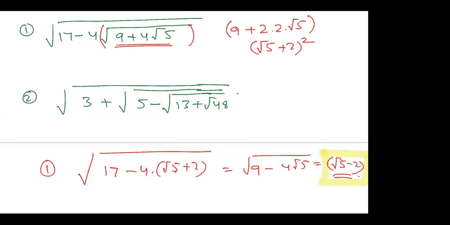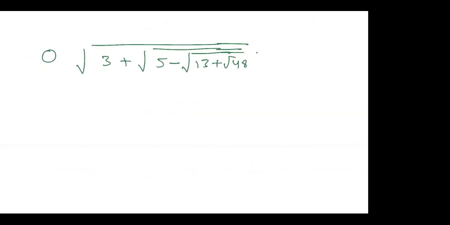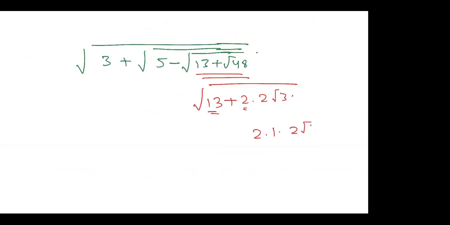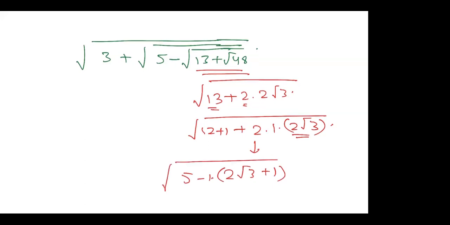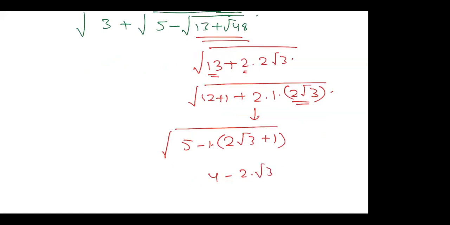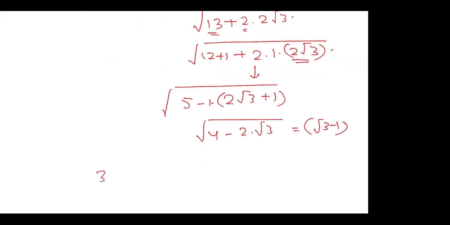Similarly, for the second one, this is 13 plus 2 root 3, right, in the under root. See, this is 13 and this is 2 into 1 into 2 root 3. We know that 2 root 3 square is 12 plus 1 is 13. So this is 2 root 3 plus 1, the whole square. 5 minus 1 into this under root. 4 minus 2 root 3 in the under root. And this is nothing but root 3 minus 1. So ultimately I'm getting 3 plus root 3 minus 1 in the under root. This is 2 plus root 3 in the under root.